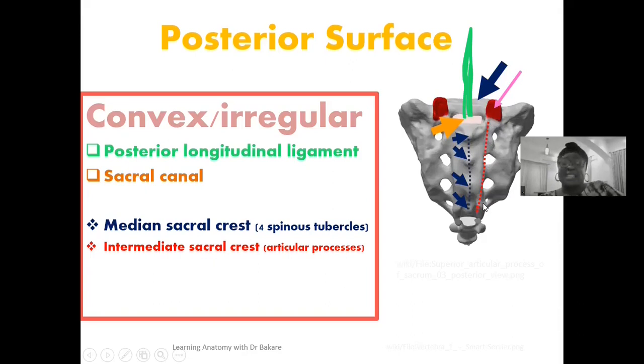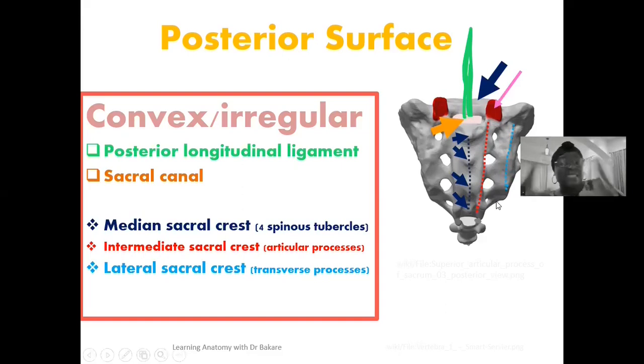If you also go more lateral, you have the lateral sacral crest, which is highlighted here in dotted blue. This lateral sacral crest is formed from the union of the transverse processes of the individual sacral vertebrae. This is because the sacrum is a fused bone that is structurally made up of 5 sacral vertebrae, and specific regions of these vertebrae become fused together to form the individual crests that we have highlighted.